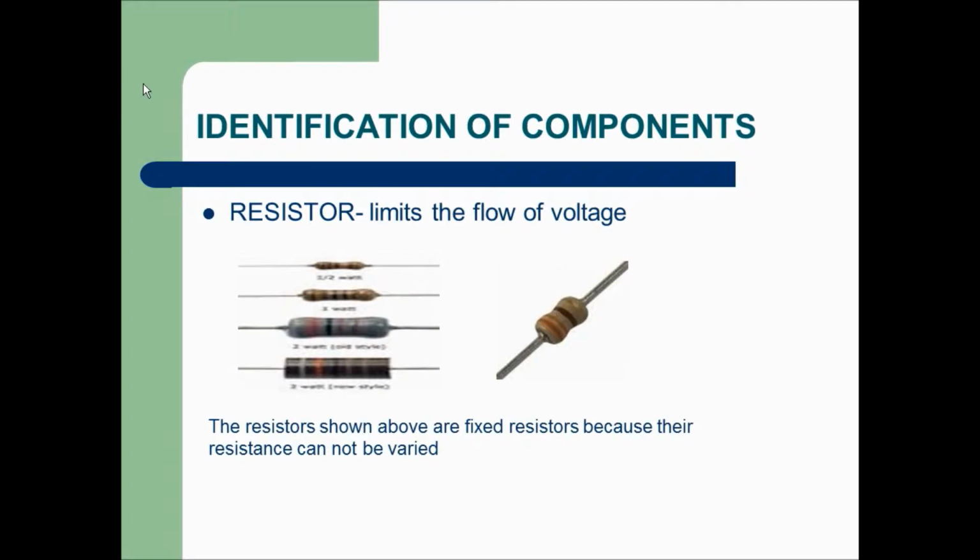Identification of components. Resistor limits the flow of voltage or current. The resistor here is a fixed resistor because its resistance cannot be varied. Now the resistance of the resistor is determined by the color bands on it. In a later part of this tutorial, I'll show you how to decode the resistance of a color coded resistor.